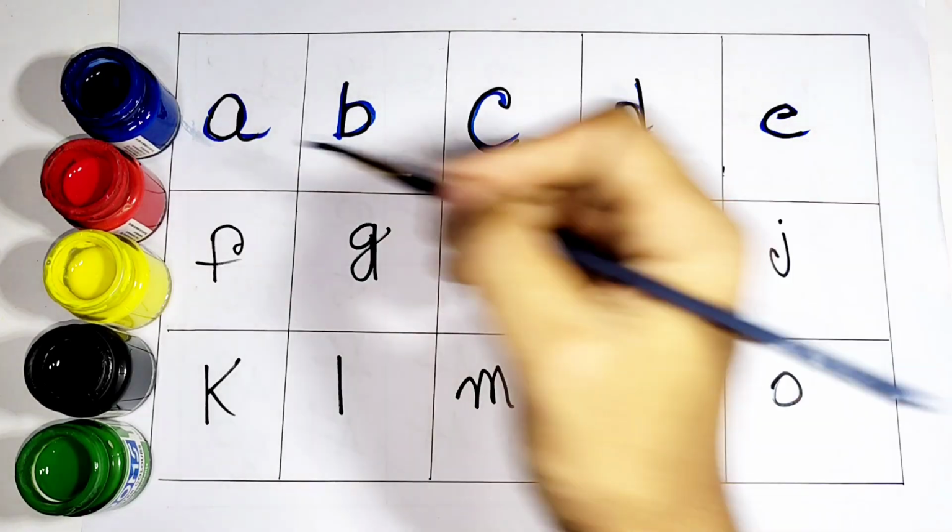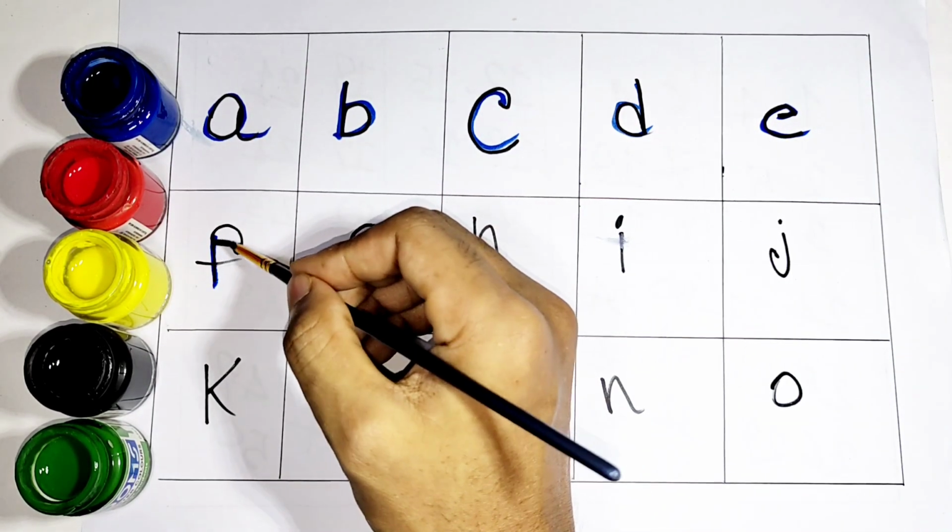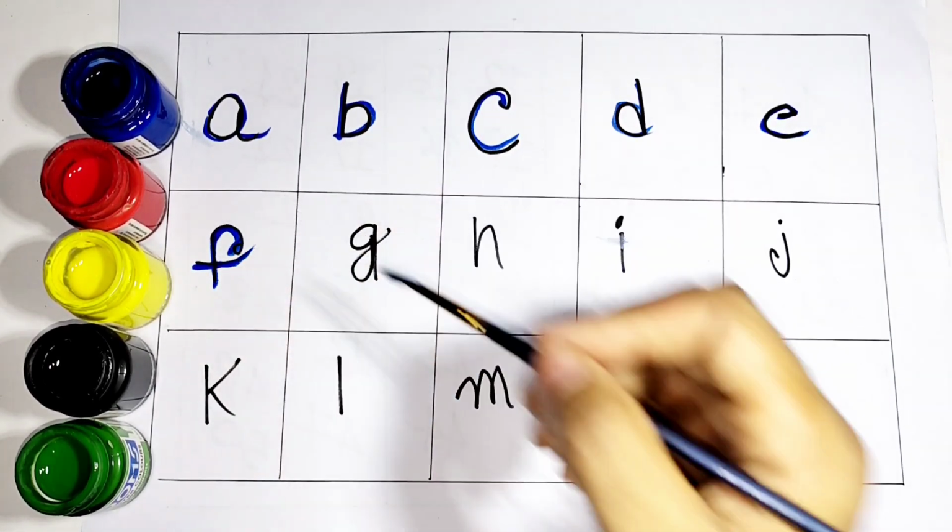D for dog, D for doll. And the next one is E. The next one is F. F for fish, F for fan.